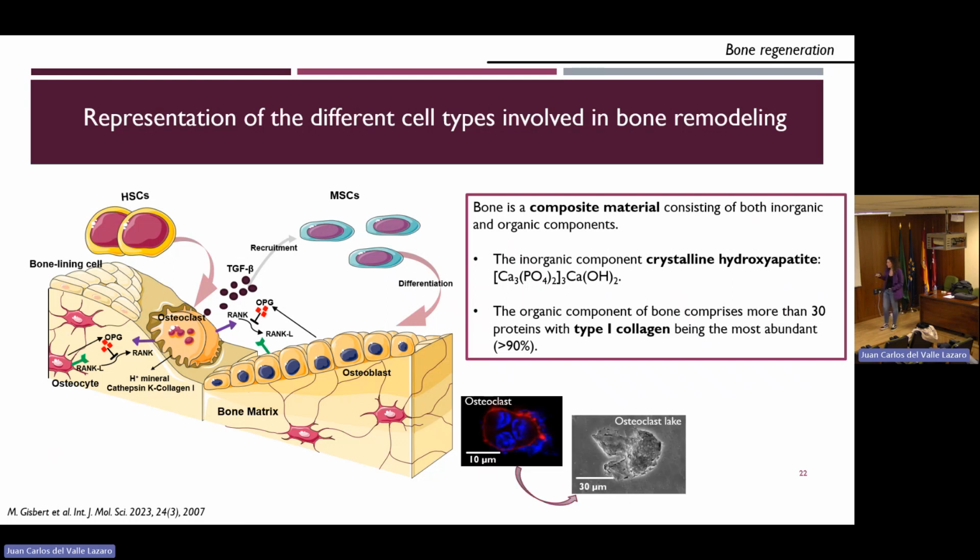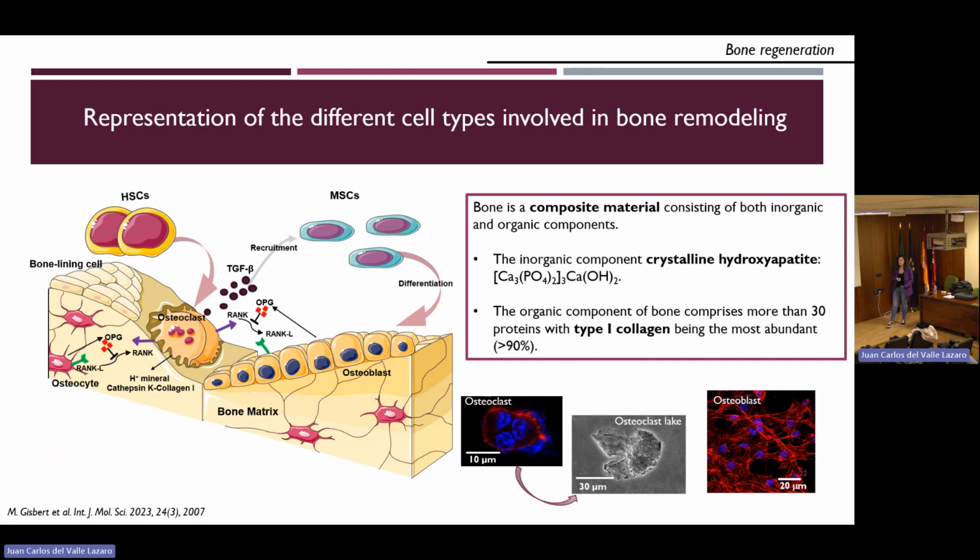I'm just going to show you a picture that I took in the lab of an osteoclast. You see how big this cell is, with a few nuclei, and they can literally dissolve the surface of a bone. You see, this is the surface of a bone, and this is what we call an osteoclast lake, where they release acid and cathepsin K, and then they are able to dissolve the bone, literally. On the other hand, we have the osteoblast. You see how much smaller they are, and they grow very, very fast to regenerate the bone. They are able to mineralize, to release calcium phosphate to the media and create the bone.